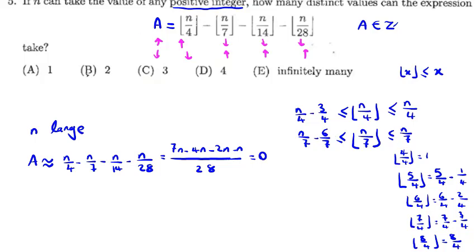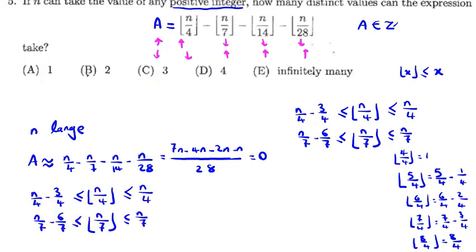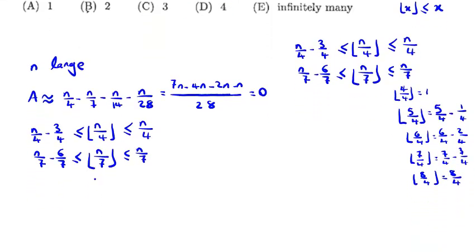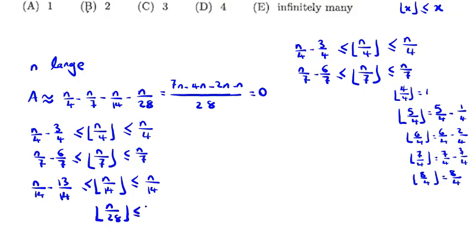So if I write it in one column, then I write it for n over 14 and n over 28. For n over 14, it is less than or equal to n over 14 and greater than or equal to n over 14 minus 13 over 14. And for the floor of n over 28, it is between these numbers. Now, by finding these, including 27 over 28, we can find the minimum and maximum of A.